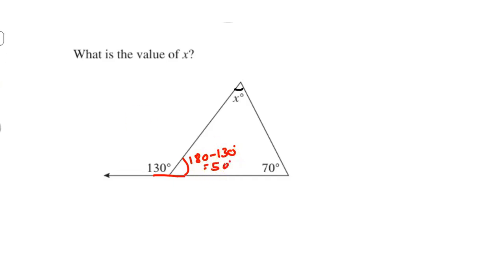Now here we have a triangle. We know all the angles of the triangle. Their sum will be 180. So x plus 50 plus 70 is equal to 180 degrees. So x will be equal to 180 minus 50, that should be equal to 130 minus 70. That should be 60. So x is coming as 60 degrees.